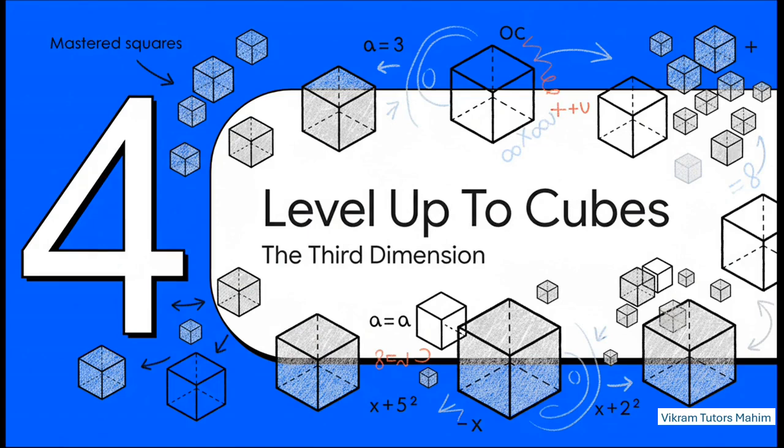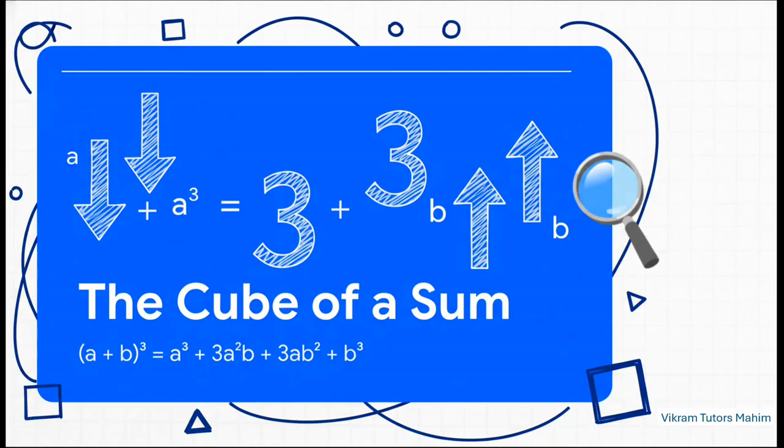We are now taking our shortcuts from the second dimension into the third dimension by looking at cubes. I know, this one looks a little intimidating at first, but there's a beautiful logical pattern here. For a plus b cubed, just watch the powers. The power of a goes down, 3, 2, 1, then none. At the exact same time, the power of b goes up, none, then 1, 2, and 3. And the numbers in the middle? They're both 3s. Once you see that pattern, it's so much easier to remember.